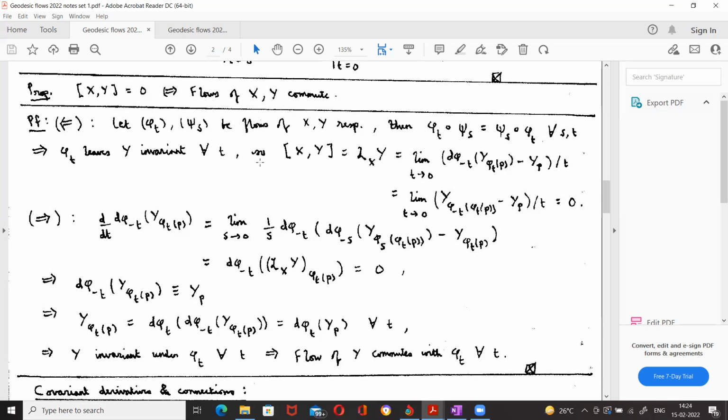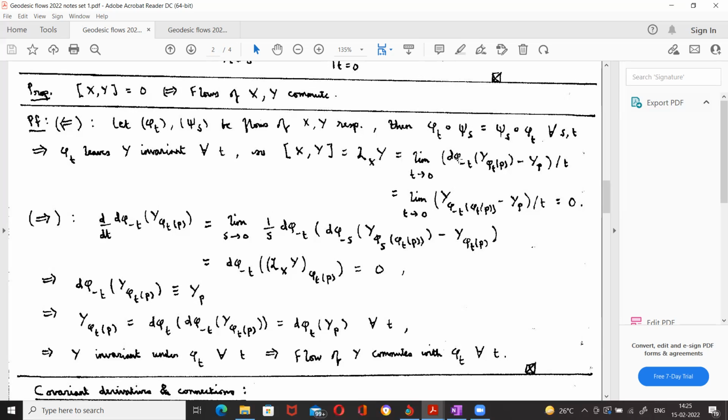So now we use the fact that the Lie bracket I can write as the Lie derivative. So bracket xy is equal to L_x y, the Lie derivative. And now the Lie derivative in the definition, this is the limit as t tends to 0 of d phi minus t of y at phi t of p, minus y at p, divided by t, right? And because we've just observed that y is phi t invariant, that's true for all t. So in particular for minus t also this is true.